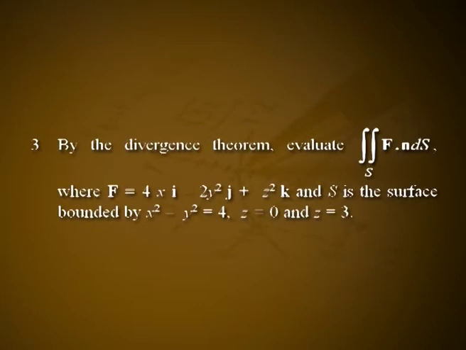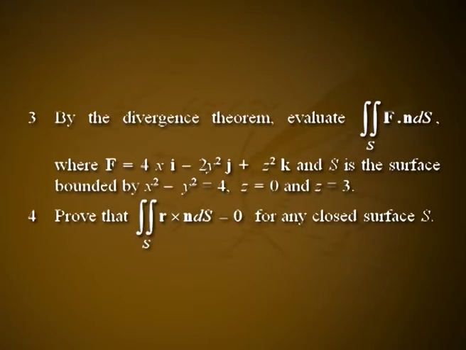By the divergence theorem, evaluate double integral over S of F dot n dS, where F is equal to 4xi minus 2y square j plus z square k, and S is the surface bounded by x square minus y square equal to 4, z equal to 0 and z equal to 3. Prove that double integral over S of r cross n dS is equal to 0 for any closed surface S.